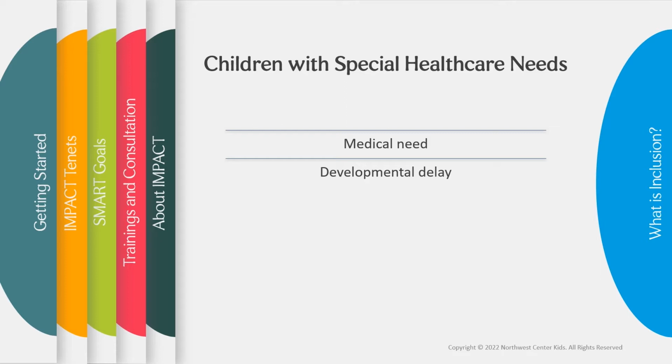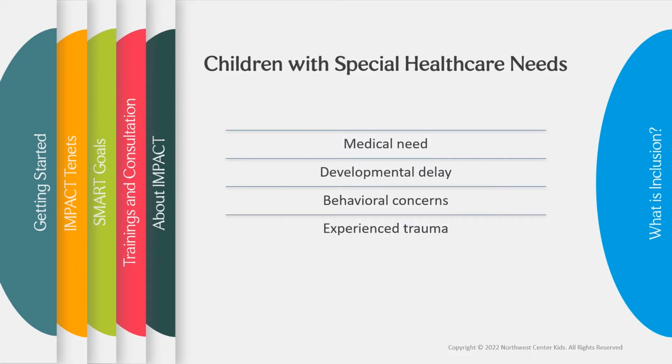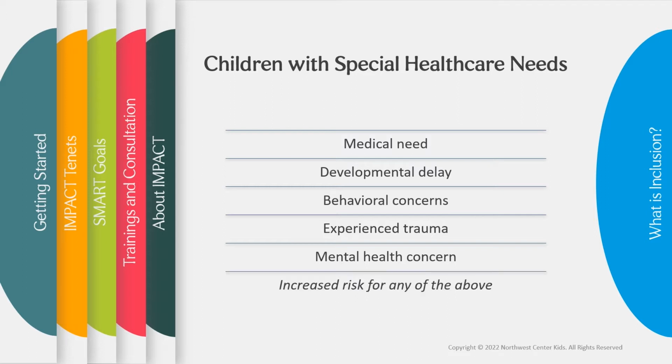Children with behavioral concerns may need extra help being successful during classroom routines, learning to interact with peers appropriately, or have sensory needs. It also includes children who have experienced trauma or who have a mental health condition such as anxiety, attachment disorder, autism, or others. Keep in mind, a child doesn't need to have a diagnosis in any of these categories to be considered a child with a special healthcare need. Impact can support you in caring for children who are at increased risk in any of these areas.